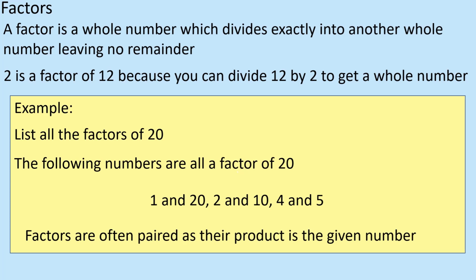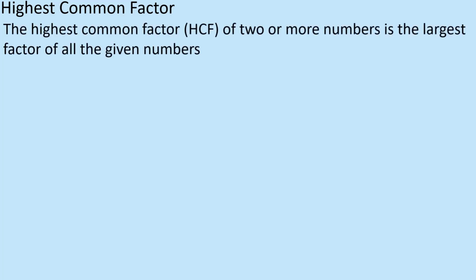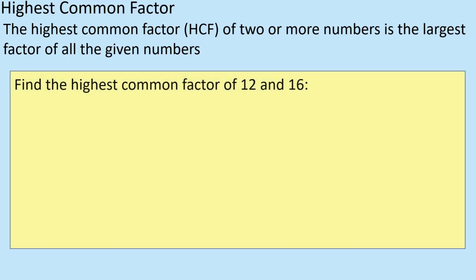Now, in terms of highest common factor, you're going to get 2 numbers, and what you do is look for the factors of those 2 numbers and then try to find the highest. The highest common factor of 2 or more numbers is the largest factor the given numbers share. So if I wanted to find the highest common factor of 12 and 16, I need to know what the factors of 12 and 16 are, and then identify which is the highest.